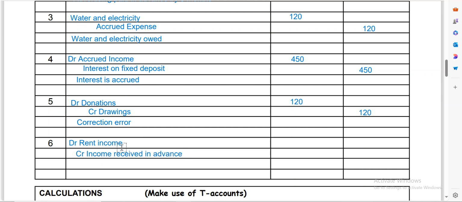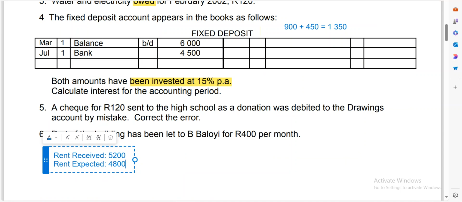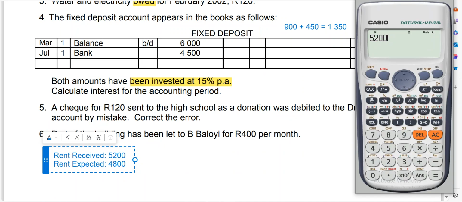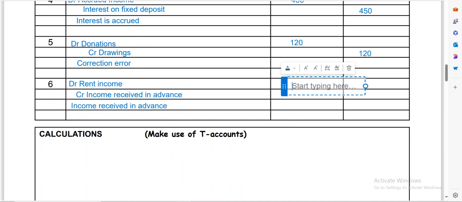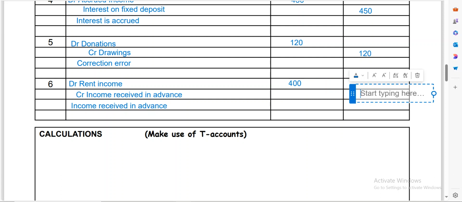Okay, so in other words, here when we give a narration, we are going to say income received in advance. Now what we must do after this, we must then start to check the difference between the two. If you say 5,200 minus 4.8, you're going to get 400. So it means that rent was received in advance by 1 month, so that 400 will come here. So we have that 400 here, and then also on the credit side. That's how, guys, you were supposed to answer this class test.